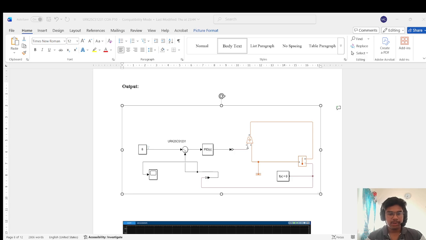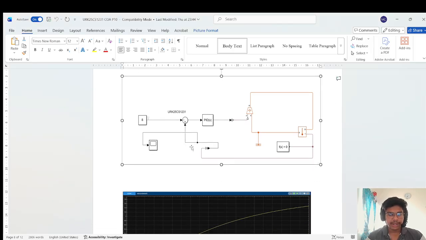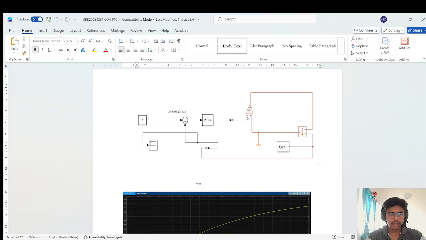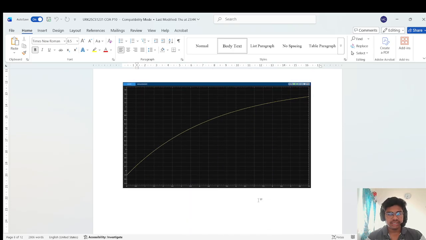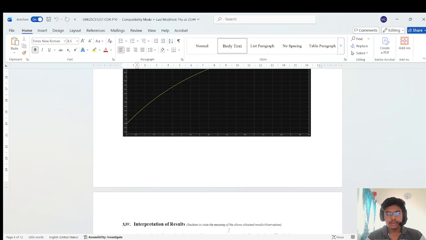Finally, we are displaying the output on the scope, the small screen, and the constant block provides the reference for grounding, where f(x) equals 0. This finally maintains the temperature at the constant value which is given as the input. So this is the graph output of our Practicum 10. Thank you.